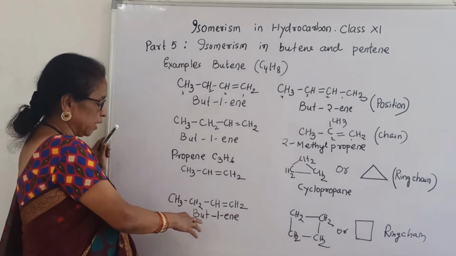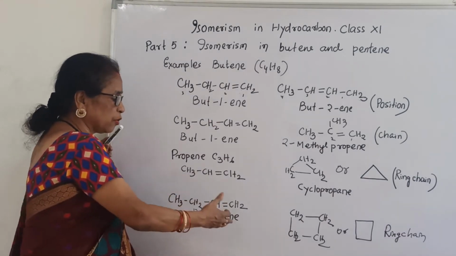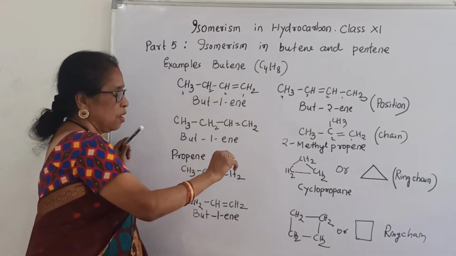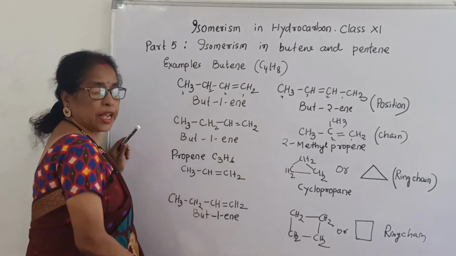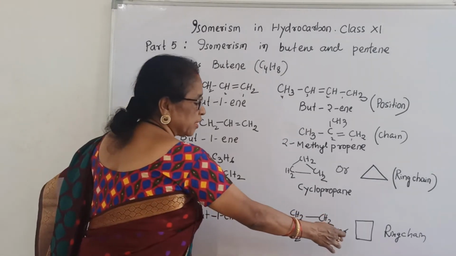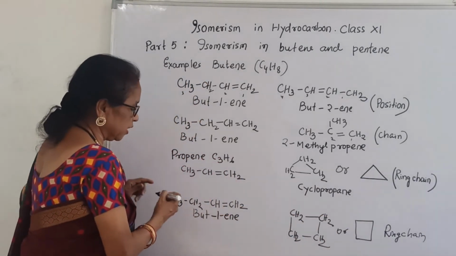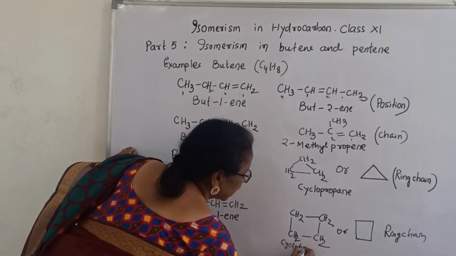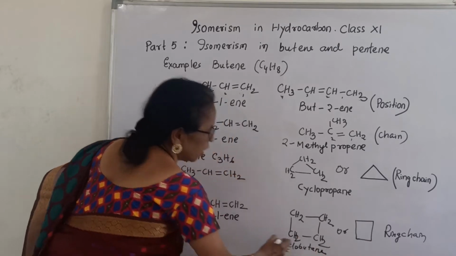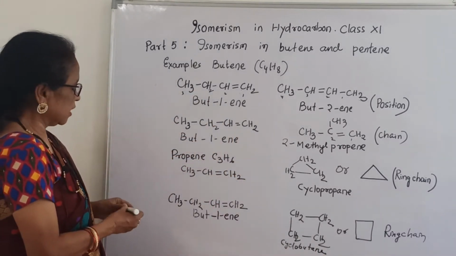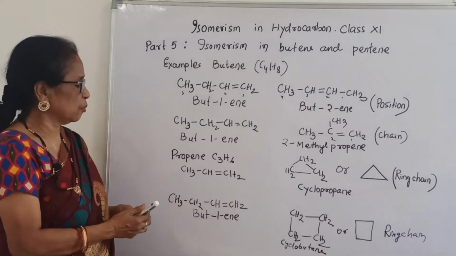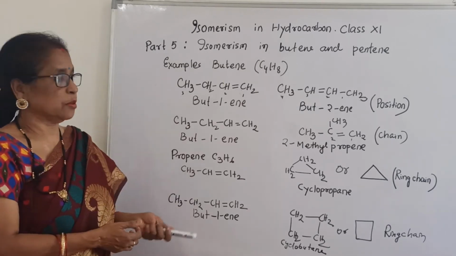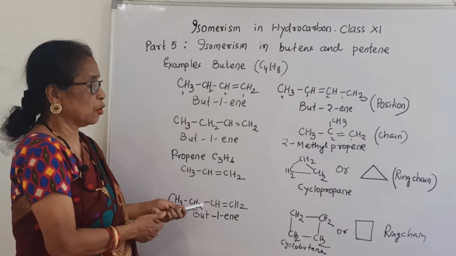And here but-1-ene, and now you can also write it like this, that is cyclobutane, and you can represent it like this also. So what is the name here? This is cyclobutane. I hope it is clear. This is but-1-ene, this is cyclobutane, that is ring chain isomerism. So in butene, these are the possible isomerisms. I hope it is clear.